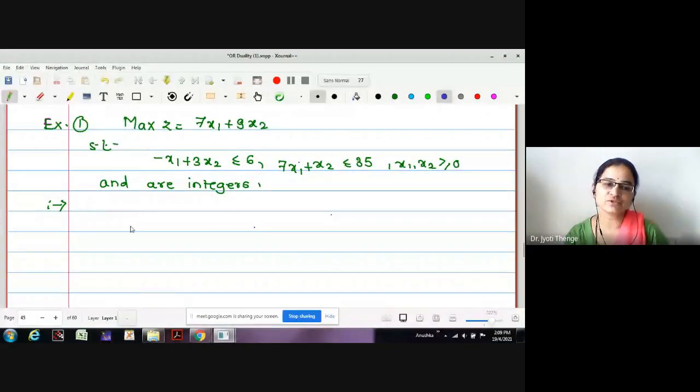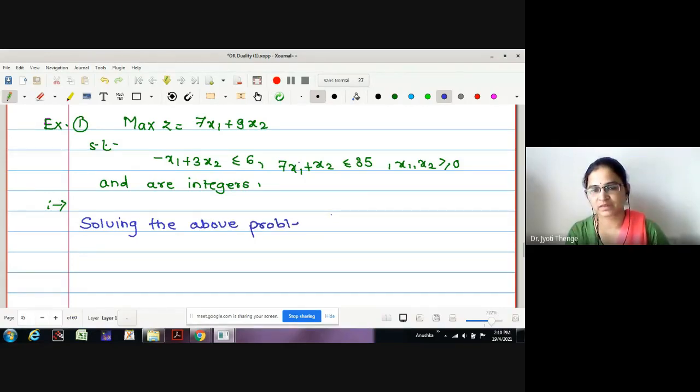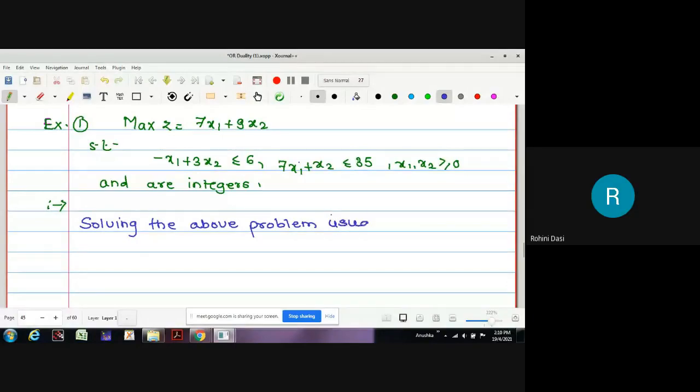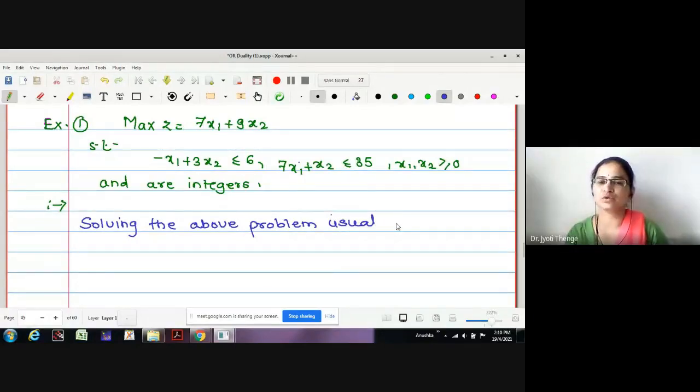solving by the usual simplex method, I will just write the last table. Middle steps you have to complete. I told you already to complete this. Solving the above problem by the usual simplex method. Simplex is used only, no? Because both the constraints are of less than or equal type. Yes, ma'am. No need to go to the big M, two-phase or dual simplex.